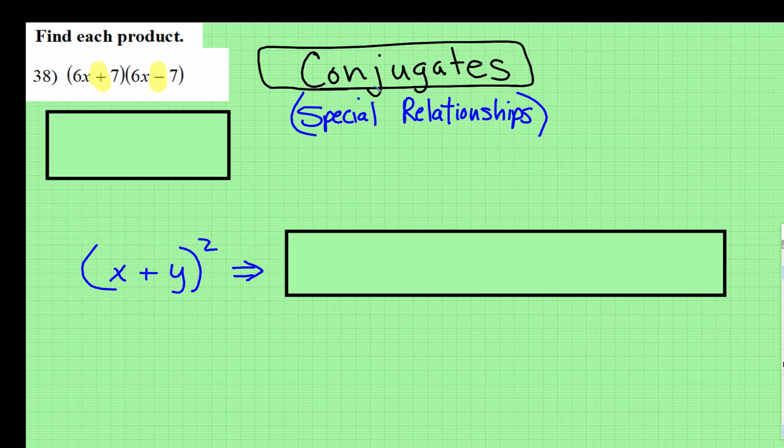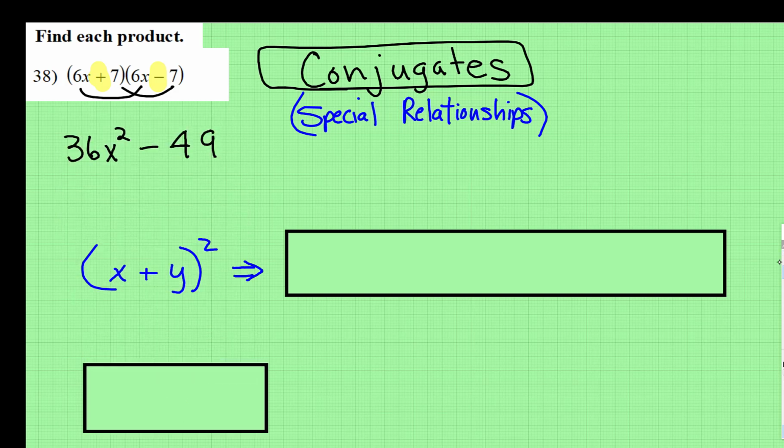And the very cool thing about conjugates, hopefully that you remember from simplifying radicals or imaginary numbers, is that when you multiply, you only have to multiply the first times the first, second times the second, and in between them, a positive times a negative is a negative. So you end up with 6x times 6x is 36x squared. Positive 7 times negative 7 is negative 49, or subtract 49. And that's it. If you can remember that, that is all the work that you would ever have to show.